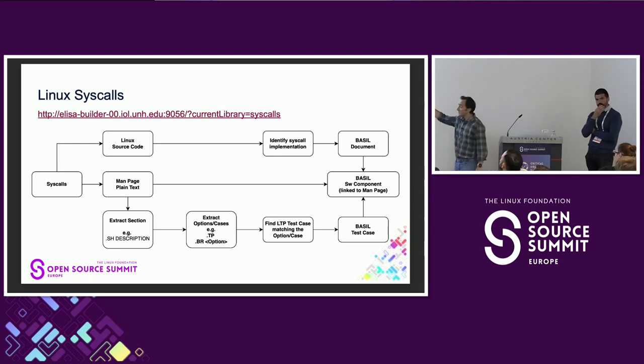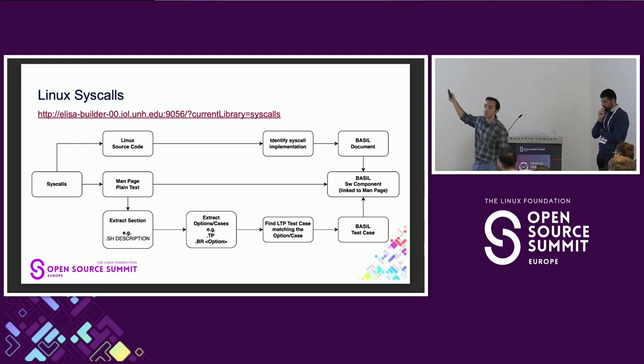After that, I analyzed the man pages with automation, because we have some patterns that we can leverage in the man pages. Input parameters, errors, and return values are sometimes listed in a way that we can really automate, so I extracted all that information, and for each one I checked if we already have some tests in the LTP project, the Linux Test Project. For the matches, I filed a test case in BASIL and mapped it against the man page. That is not all, because I also analyzed the source code and created a document in BASIL that referred to the API implementation.